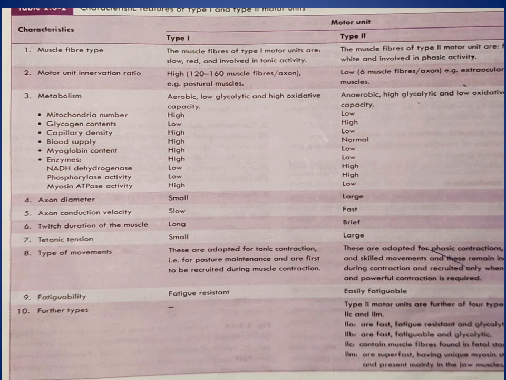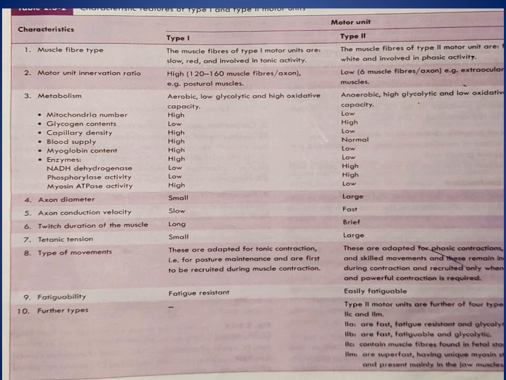Now coming to metabolism. As you know, the type 1 motor unit supplies slow red muscle fibers, which means the metabolism is aerobic, low glycolytic and high oxidative capacity. The mitochondria number is high, the glycogen content is low, the capillary density is high, blood supply is high, myoglobin content is high. In muscle, myoglobin helps in oxygen supply. Now the enzymes NADH and phosphorylase activity is low and myosin ATPase activity is high.